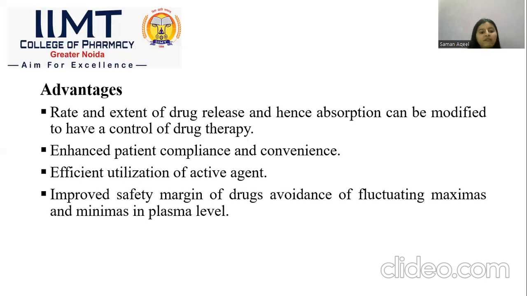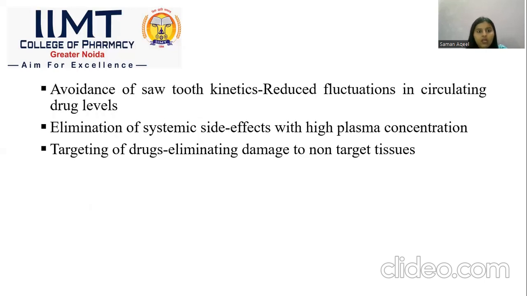Third advantage is the efficient utilization of active agent. The API is being used efficiently. Improved safety margin of drug: avoidance of fluctuating maxima and minima in plasma level. This means that there is no fluctuation between the maximum safe concentration and the minimum effective concentration in plasma levels. So the safety of the drug is improved.